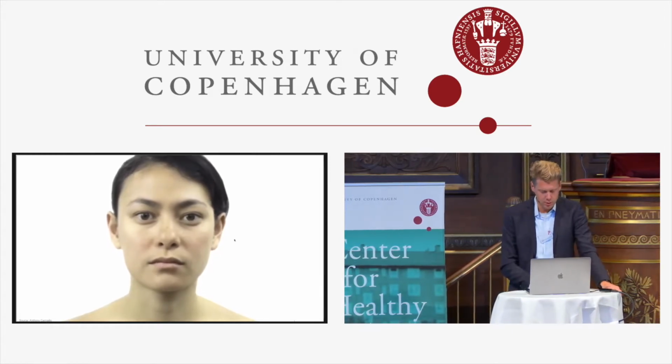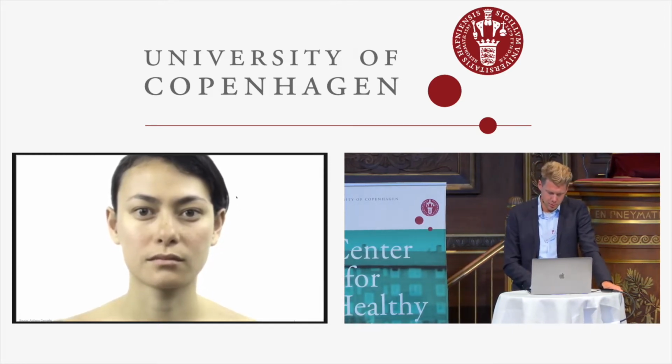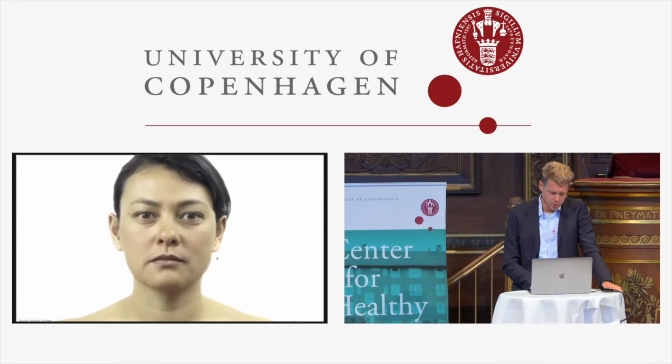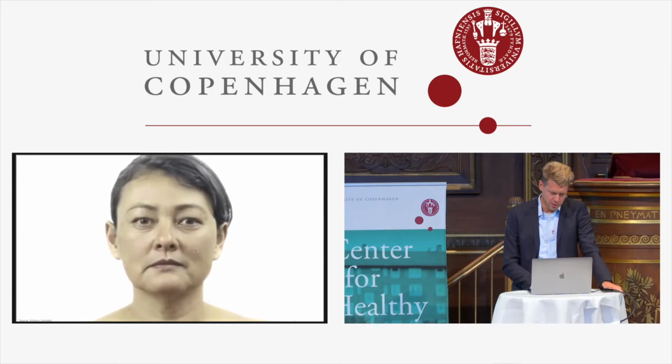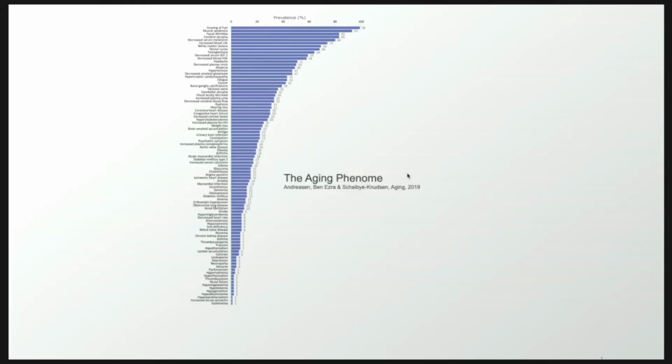So we all know what happens with aging, I think. We develop graying of hair, facial wrinkles, we get redistribution of subcutaneous fat, for example. You get pigmentation changes in your skin, and then you're done. So that's a very depressing start to a talk, I guess. But a lot of other stuff also happens.